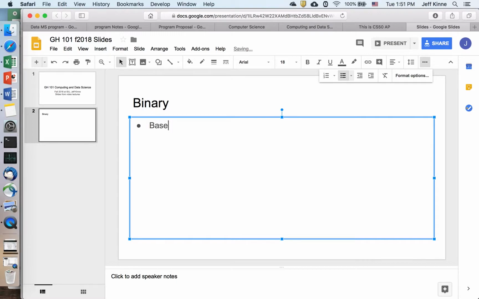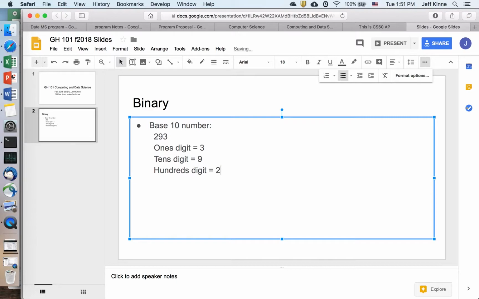So a base 10 number, we have something like 293. If we have that number, then we say that the 3 is the ones digit. What is the 9 called? The tens digit. And what is the 2 called? Hundreds digit.